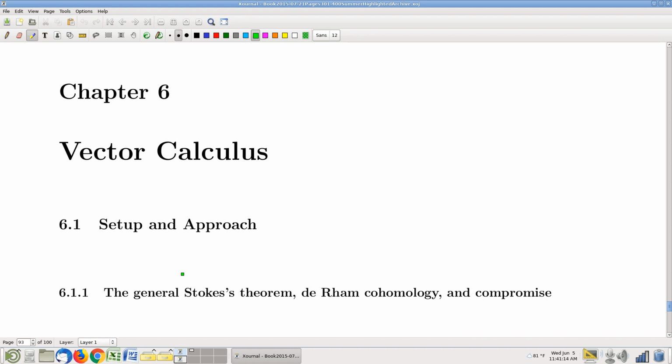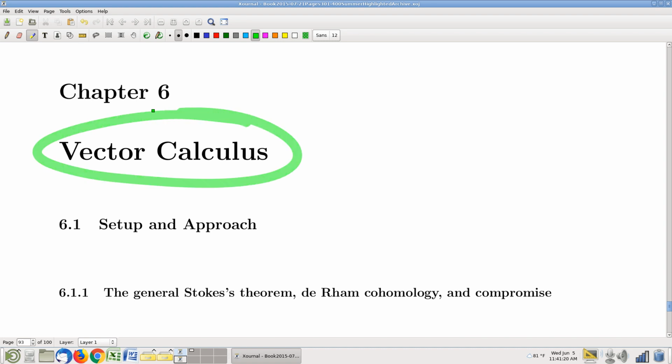New chapter. Very exciting. Vector calculus is some of the most geometrically interesting material in the course. I always look forward to chapter 6. It's the most fun material for me.